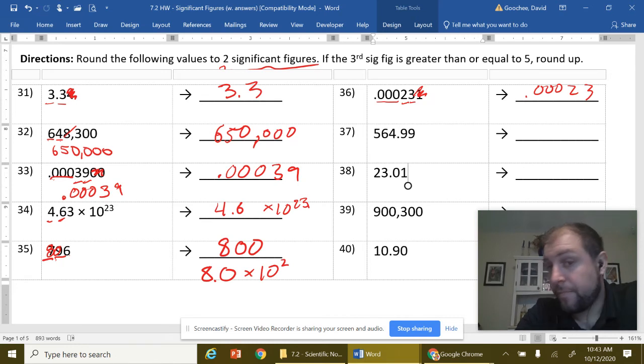Okay, how about this one? 564.99. Moving from left to right, we can keep the 5. We can keep the 6. And because this is a 4 right here, we round it away. It doesn't change the 6. The answer is 560. The rest of the stuff just rounds away. It's really close to being rounded up, but it's not quite. It rounds away because the thing that comes after the 6 is a 4. So just 560.